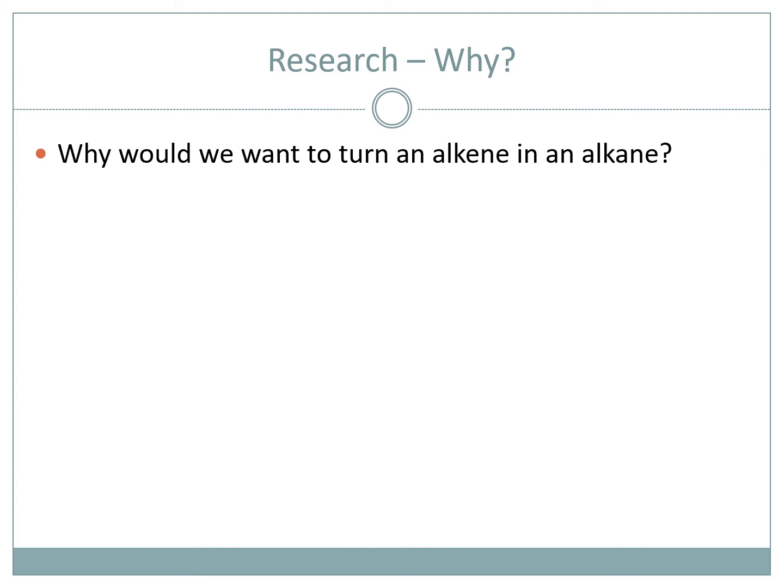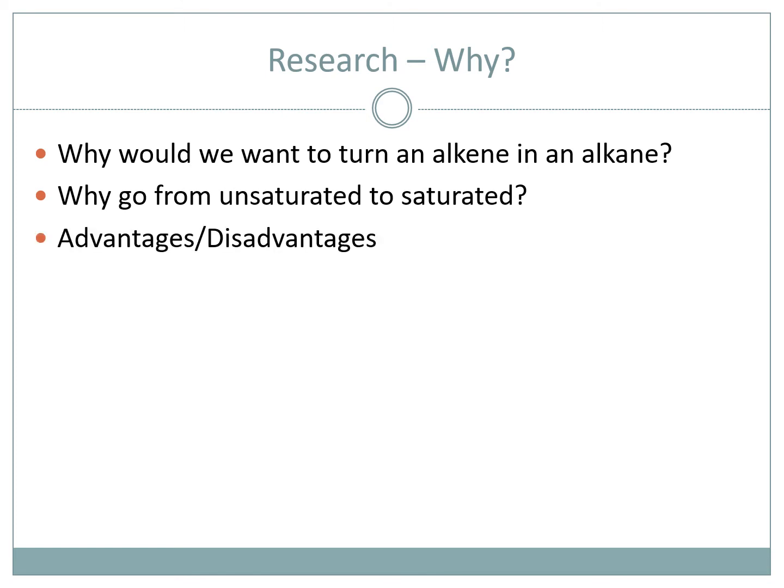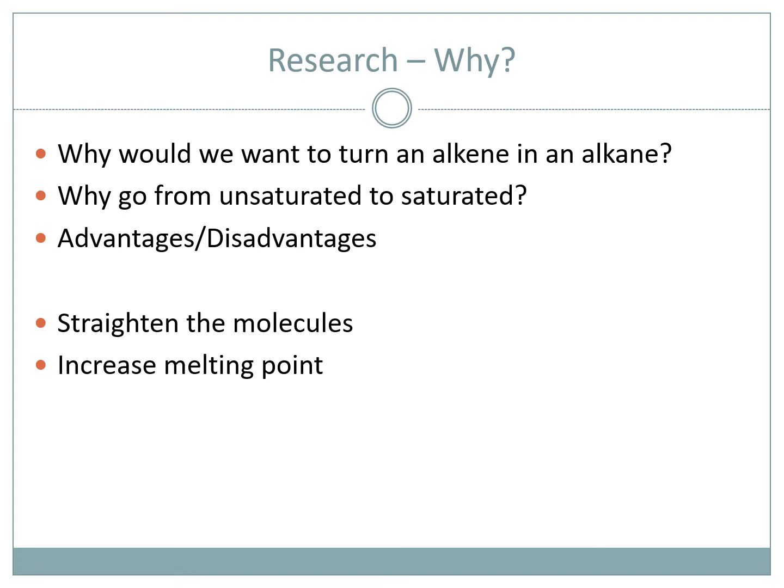So, questions for you. Why would you want to turn an alkene into an alkane? You can Google it quickly if you want to, have a couple of minutes, or not. Let's have a look at the answers we've got. Unsaturated, saturated is obvious. What are the advantages and disadvantages? So, one: straightens the molecules. That could be considered a good thing. It increases the melting point.